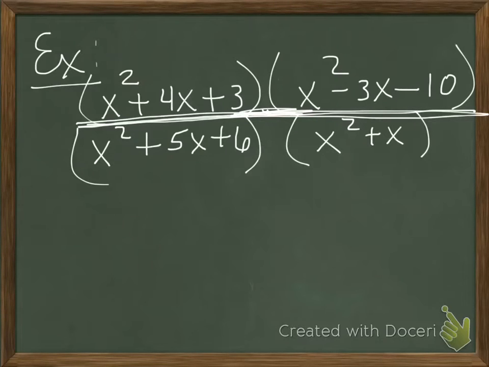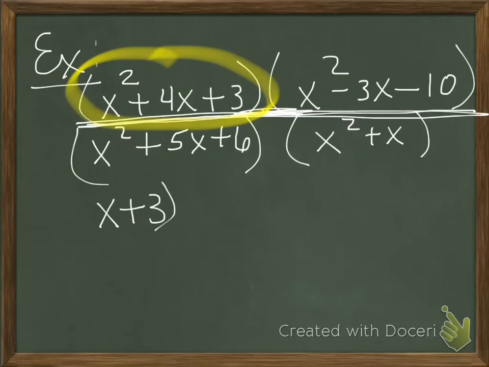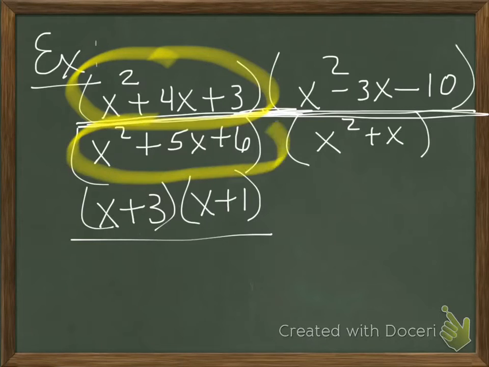So I'm going to start by factoring x squared plus 4x plus 3. What multiplies to give me 3 and adds to give me 4? Well, 3 times 1 is 3, and 3 plus 1 is 4. Now I'm going to factor x squared plus 5x plus 6. What multiplies to give me 6 and adds to give me 5? How about 3 and 2?